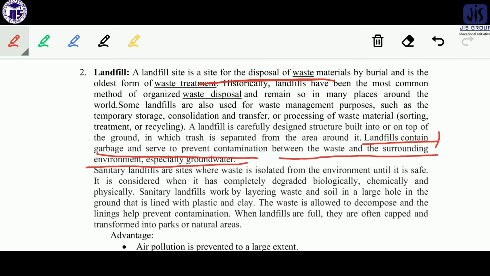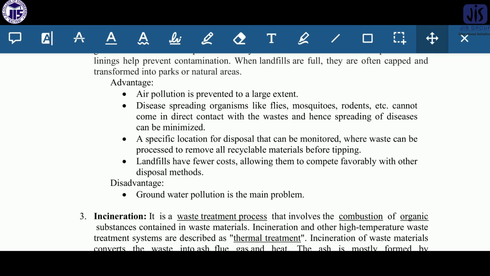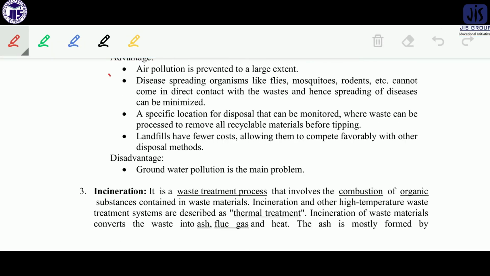So this is another thing I will discuss, the advantages and disadvantages. There is a huge chance of contamination of the groundwater. These are the drawbacks of the process, but there are some advantages also of the landfill. So what are the advantages of the landfill process? Look, in the landfill process there is no air pollution. Air pollution is prevented to a large extent. This is very important. This is not applicable for other cases.